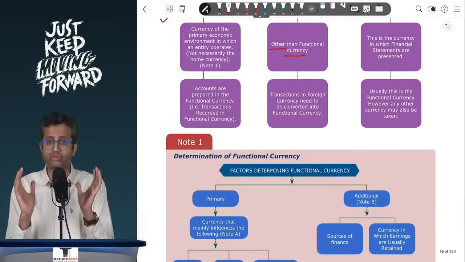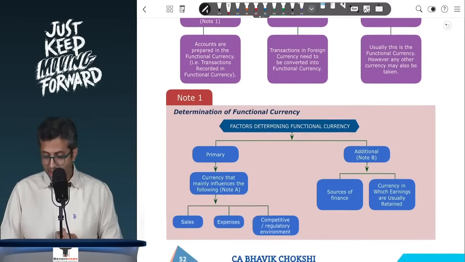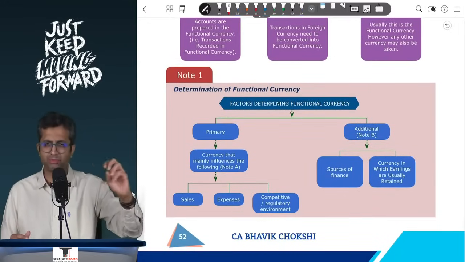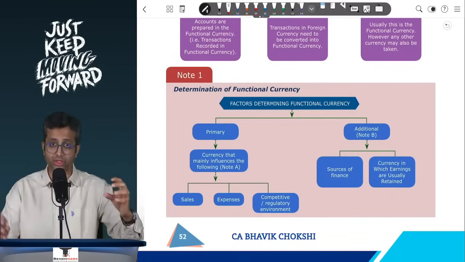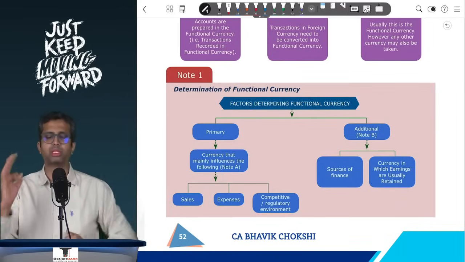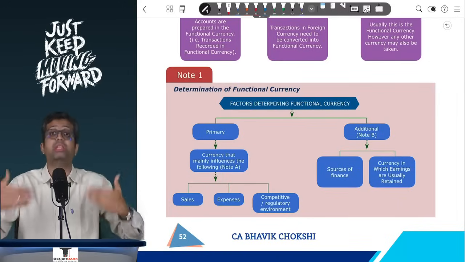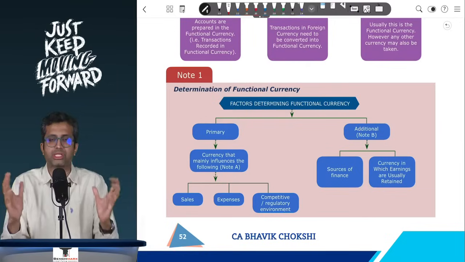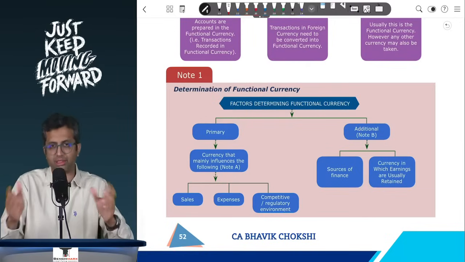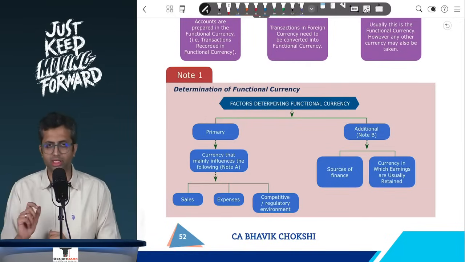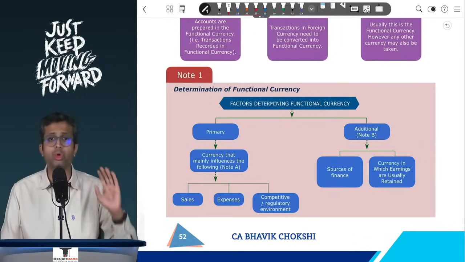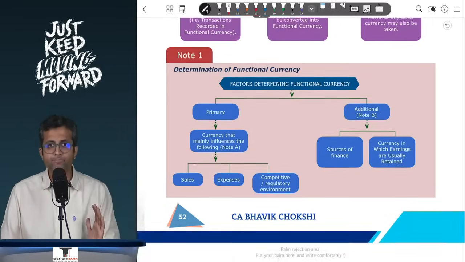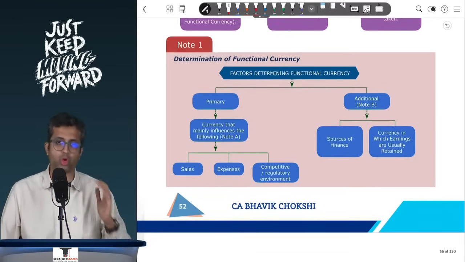Now, all of this hinges on your understanding of what is a functional currency. Usually for functional currency, the standard gives you primary factors and then additional factors. When we look at the primary factors, there are three. First, the currency which influences the environment in which you are selling. So if your sales are influenced, for example, by rupee pricing, then that is taken for you. Second, what is the currency which influences the expenses? And third is the currency of the environment in which you operate.